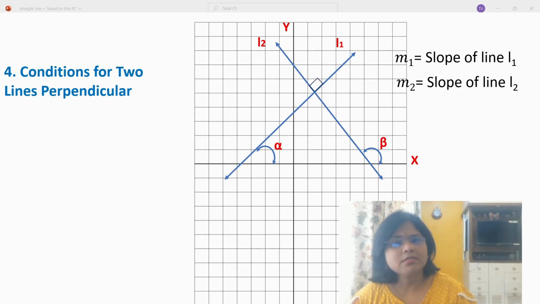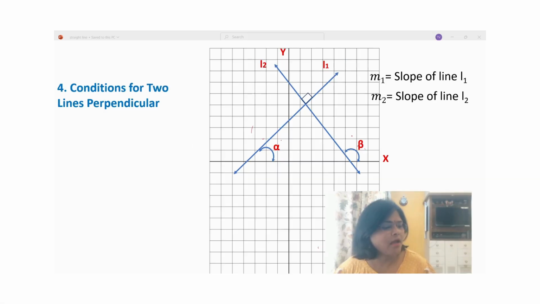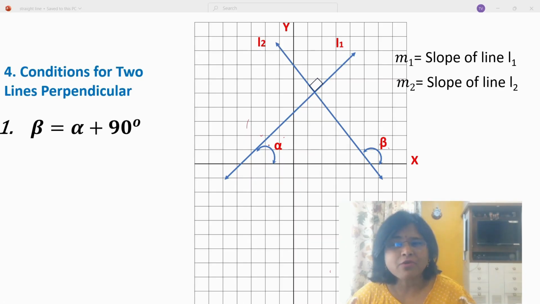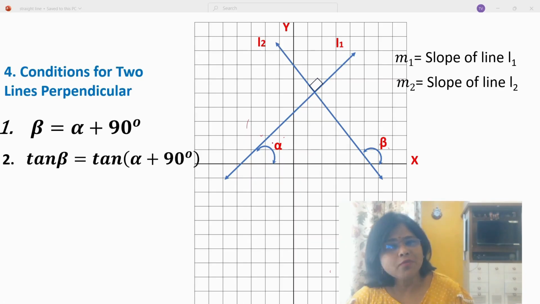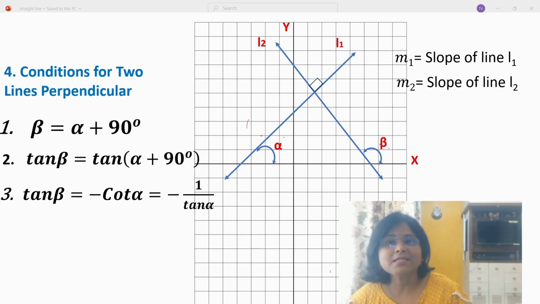So from this diagram, can we say from the exterior angle theorem, here beta is equal to alpha plus 90 degrees. Therefore, tan beta is equal to tan of alpha plus 90 degrees. And we know tan of alpha plus 90 degrees is minus cot alpha.